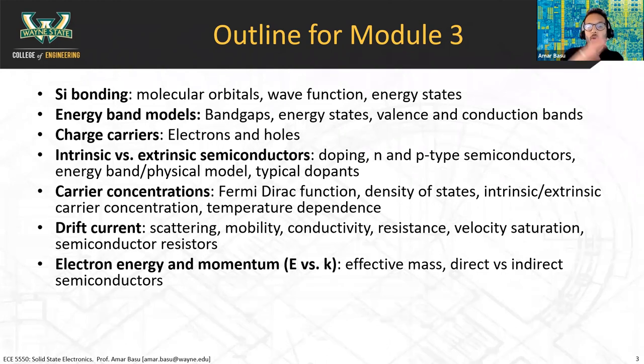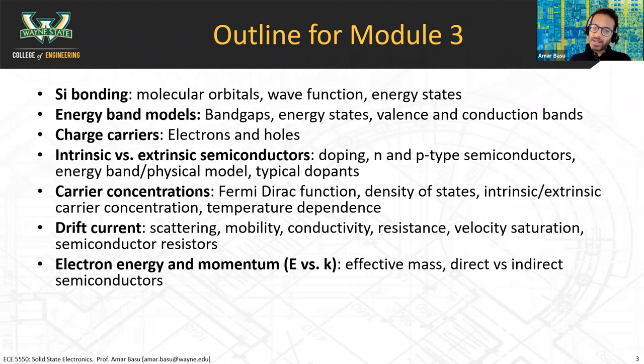So our overall goal is to figure out the flow of electricity in a material. Electricity is moving charge, so moving electrons, moving holes. We kind of answered the first question last time: how many electrons do we have? Do we have very few? Do we have many? And then how many holes do we have? Both types of charge carriers can conduct electricity.